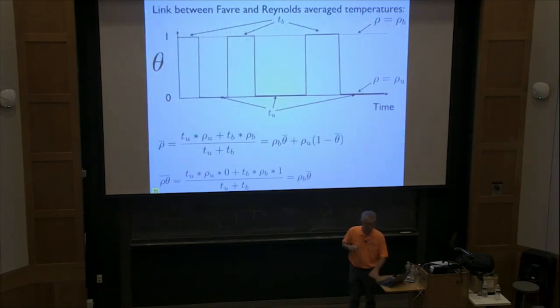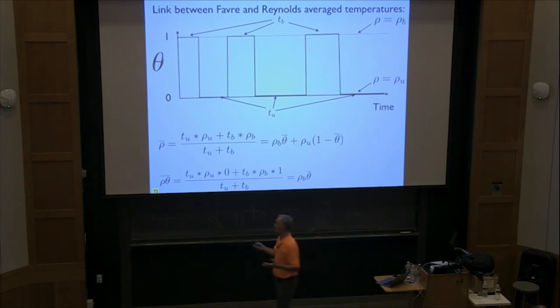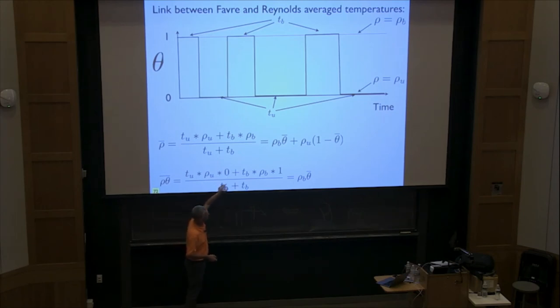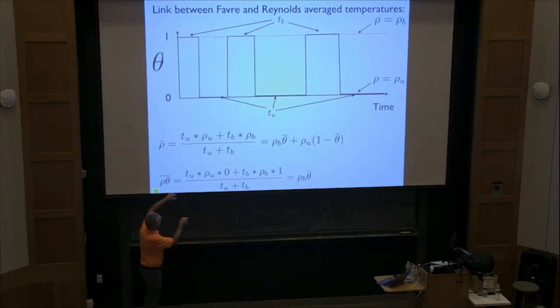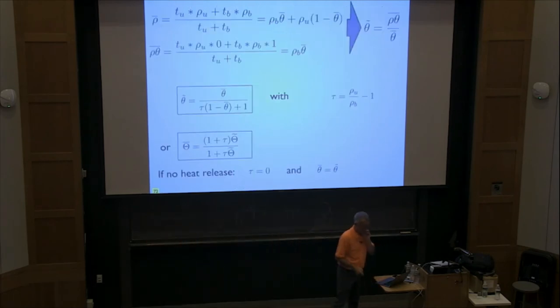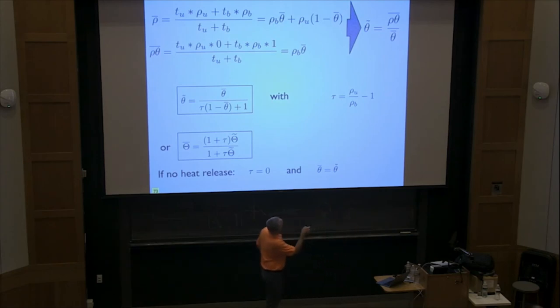So how do you compute the Favre average? The Favre average is the average of rho theta divided by rho bar. Rho theta, I know, because during the time TU, I have a density rho u and a temperature 0. And during time TB, it's TB rho b multiplied by 1. So if I just plug that here and I also compute the average density, I can make the ratio between the two, and I can construct the Favre average of temperature.